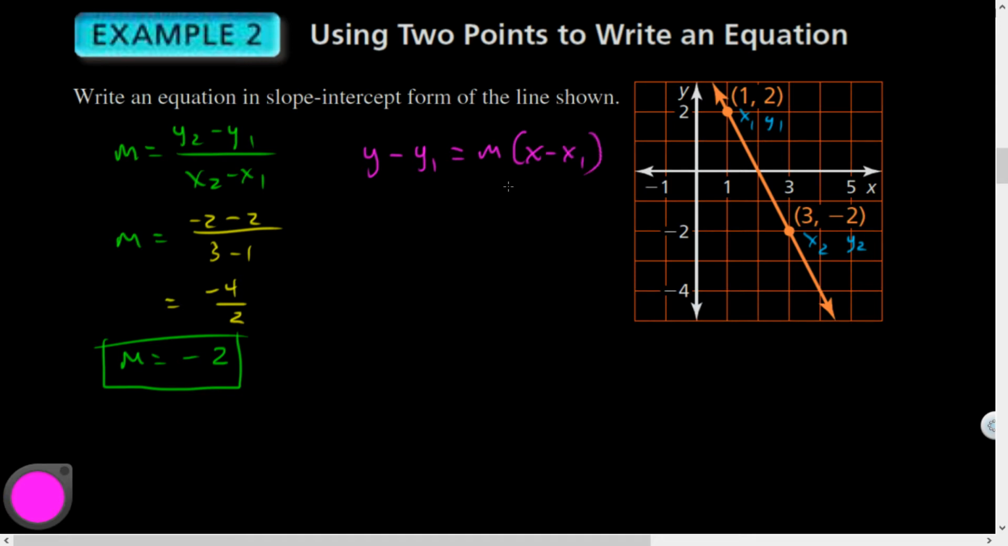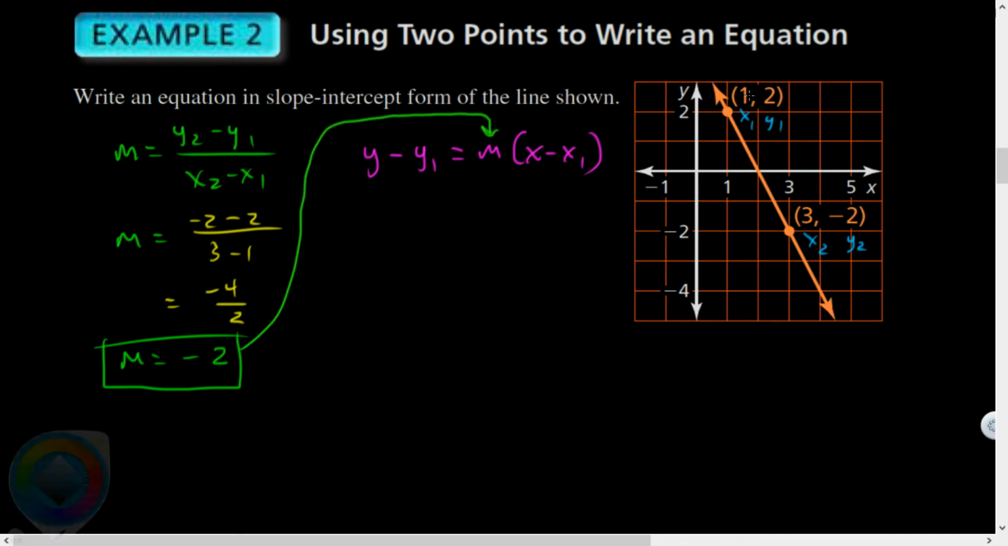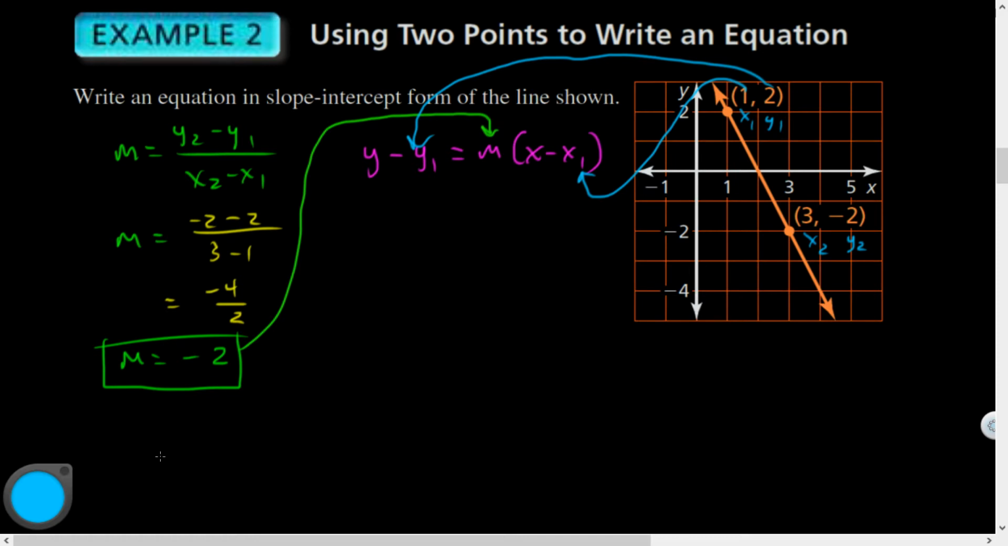It might not be a bad idea for you guys to just write it down over and over tonight, and then you'll get more familiar with it. We'll plug in this for m, and we'll plug in 1 for x1, and we'll plug in 2 for y1. So let's write our equation. y minus 2 equals negative 2 parentheses x minus 1. So here's the equation of the line in point slope form.